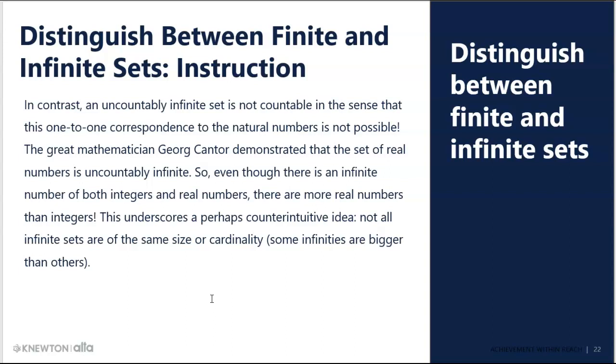So even though there's an infinite number of both integers and real numbers, there are actually more real numbers than integers because there are many real numbers in between two integers. Even though they're both infinite, one is more infinite than the other. That's an interesting abstract. Don't worry about that too much.